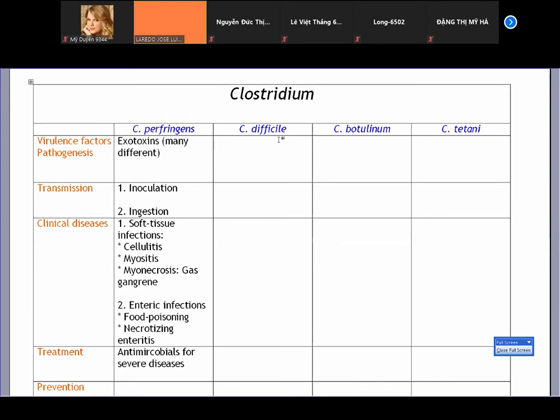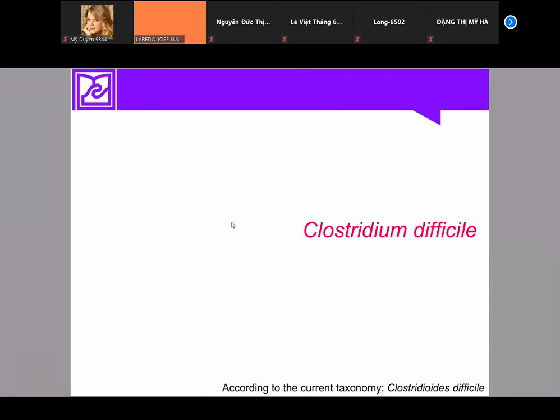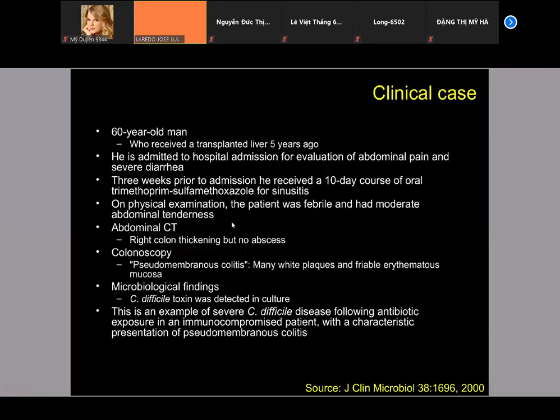Clostridium difficile is a nosocomial pathogen. It's a nosocomial pathogen. And we are going to show a clinical case, a real clinical case, before we start Clostridium difficile. Look. Clostridium difficile, this is a clinical case that is real, okay? This is the typical case. And I show you this case because we will understand perfectly later what happens with Clostridium difficile. Look.